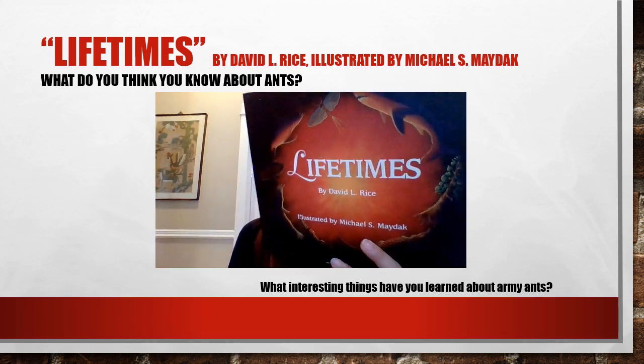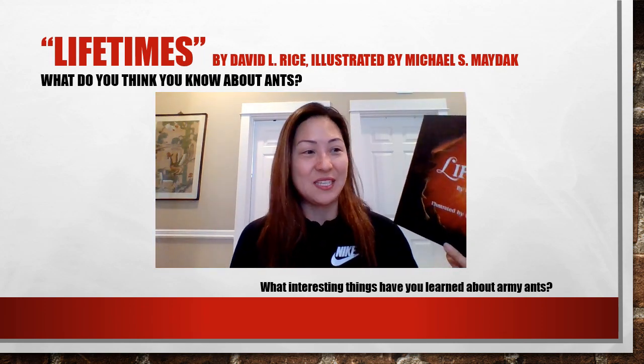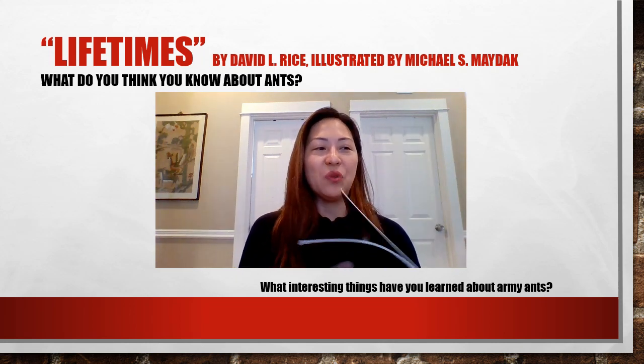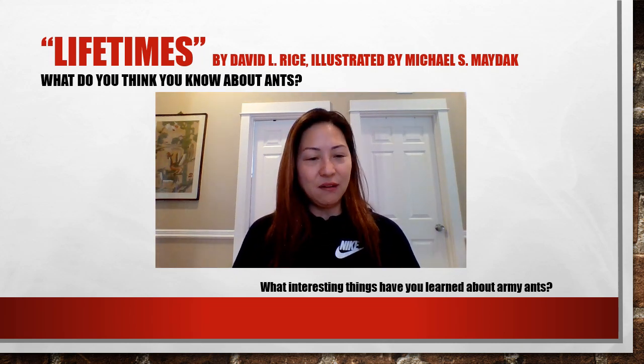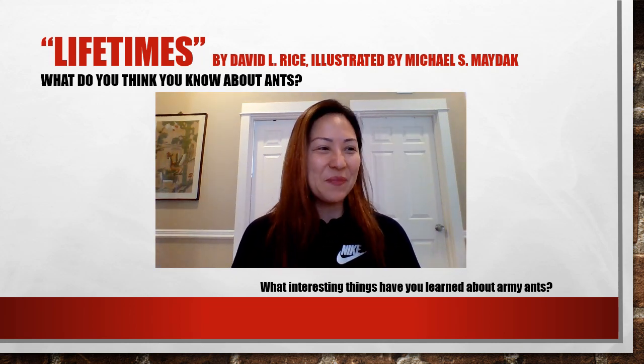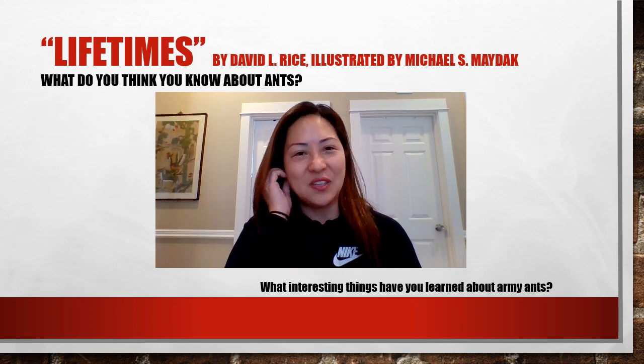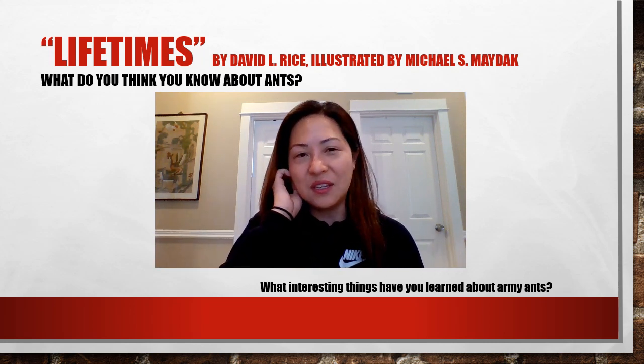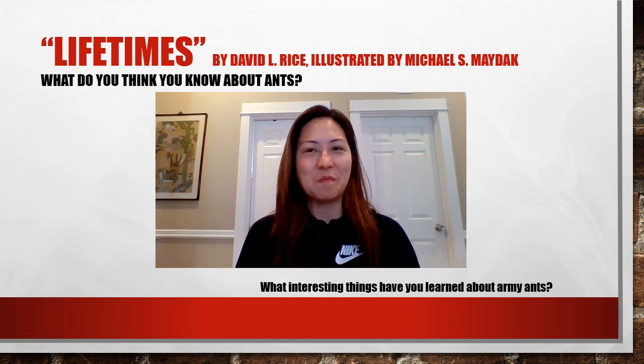Lifetimes is about how long an animal or a plant is expected to live. And what we're going to read about today are ants, army ants. Okay? So the first question, as it says on the top of the screen, is what do you think you know about ants? I'll give you some pause and some think time.